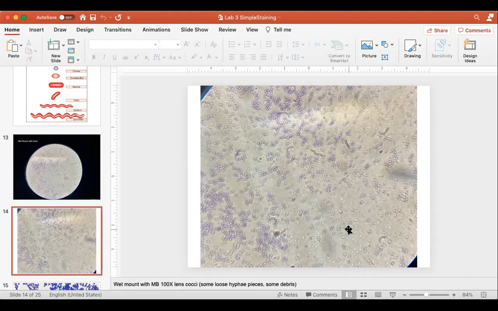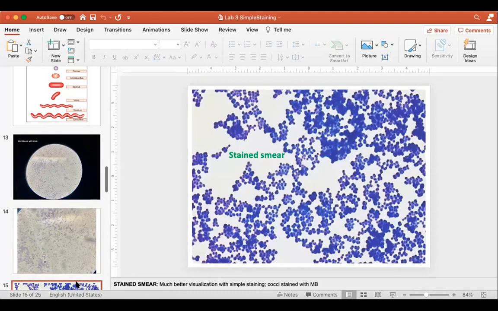Now, why am I showing you this? This is what a wet mount looks like of coccus-shaped cells that have had a drop of stain added to them. And certainly I can see the cells. But now look at what happens when I take that same culture and I make a real smear and put real simple stain on it. Now I get that.